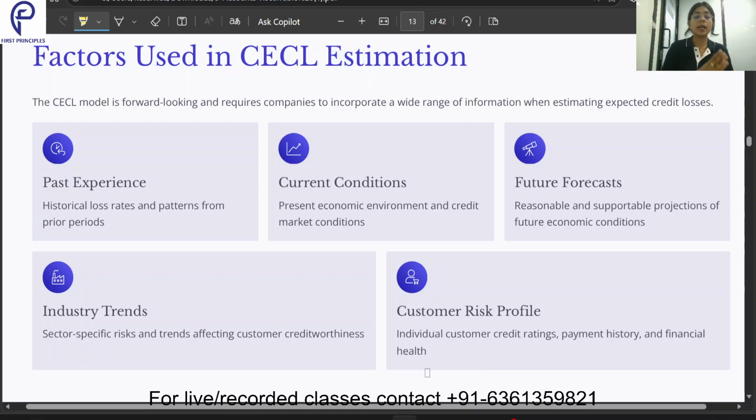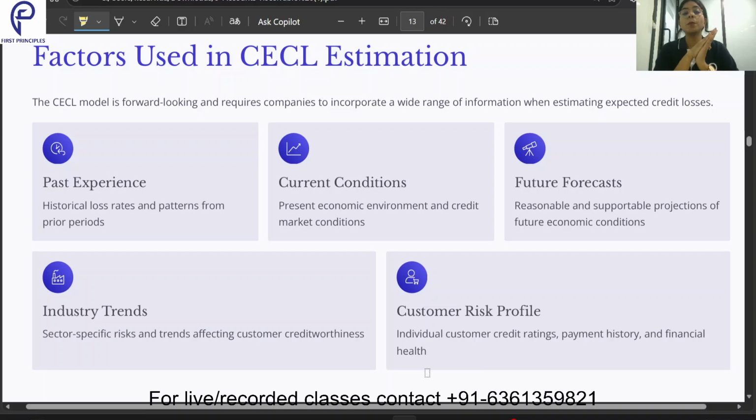Then the industry trend. I will see the industry in which the customer is operating, and if that industry is not doing well, then again that is going to affect the creditworthiness of the customer and the customer might not be able to pay us back. Then lastly, customer risk profile.